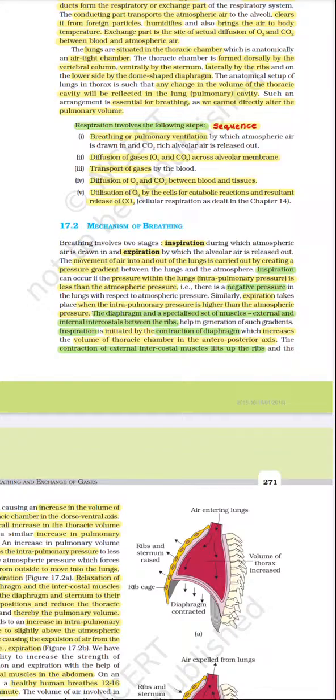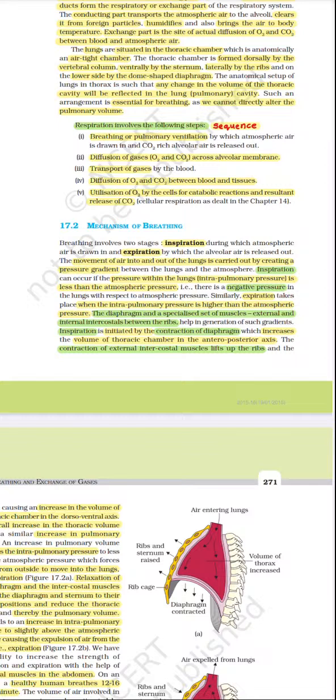The movement of air into and out of the lungs is carried out by creating a pressure gradient between the lungs and the atmosphere. Inspiration can occur if the pressure within the lungs, like intrapulmonary pressure, is less than the atmospheric pressure. That is, there is a negative pressure in the lungs with respect to atmospheric pressure. Similarly, expiration takes place when the intrapulmonary pressure is higher than the atmospheric pressure.